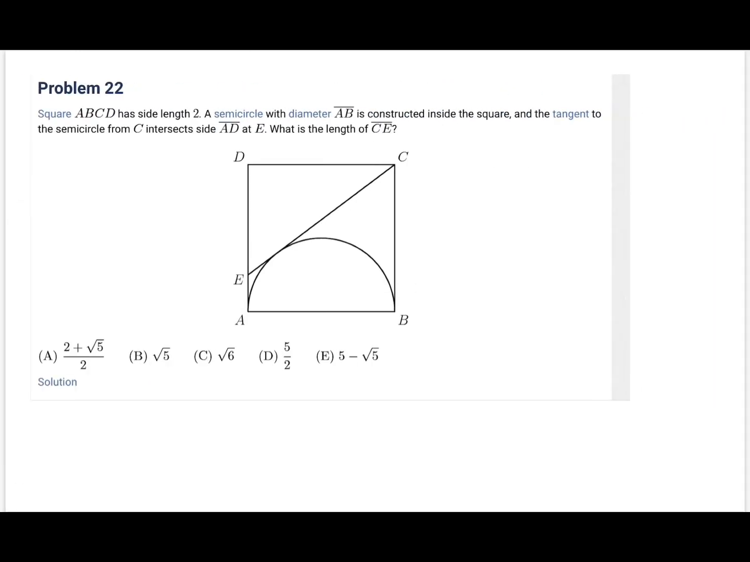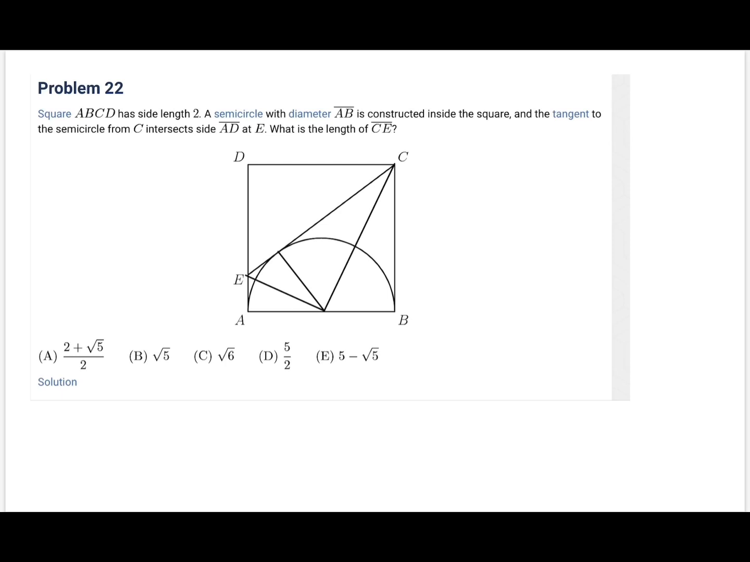ABCD has side length 2. A semicircle with diameter AB is constructed inside the square, and the tangent to the semicircle from C intersects the AD at E, right? So there's this line, and then there's this line. So if we connect them, then this would be like right angles. And if we connect this to here, these two will be the same, these two will also be the same. And if we connect these two, that would also be very helpful.